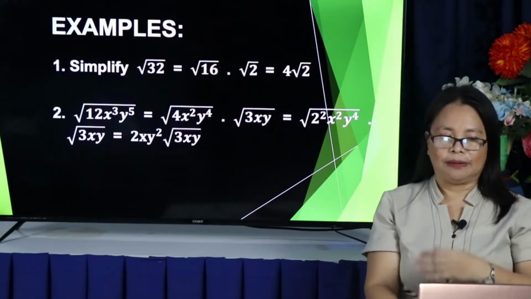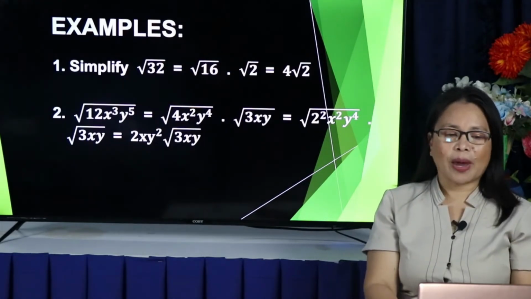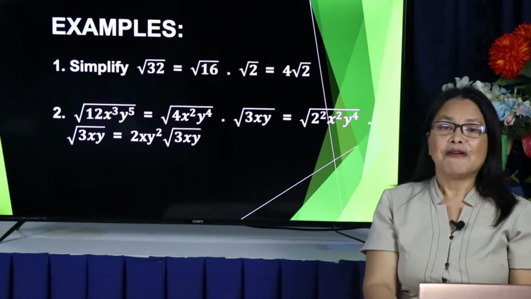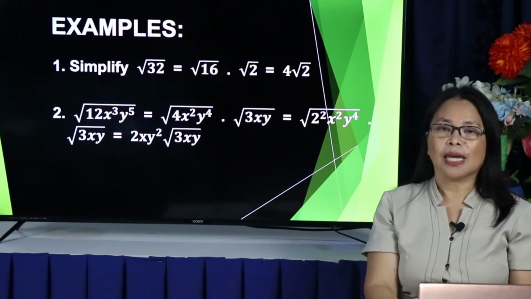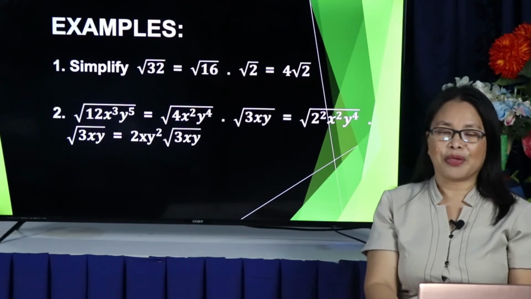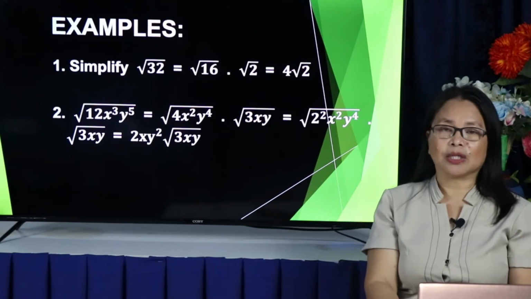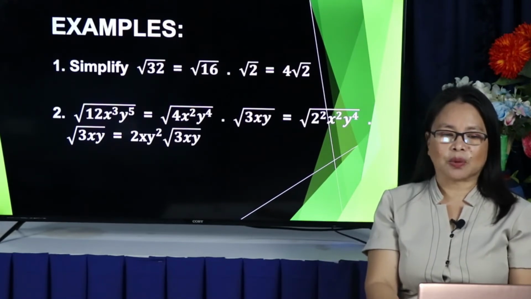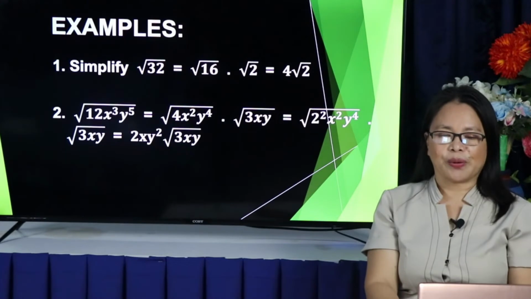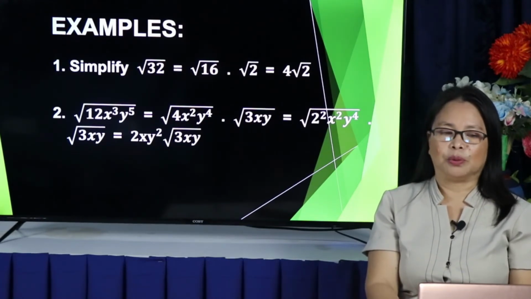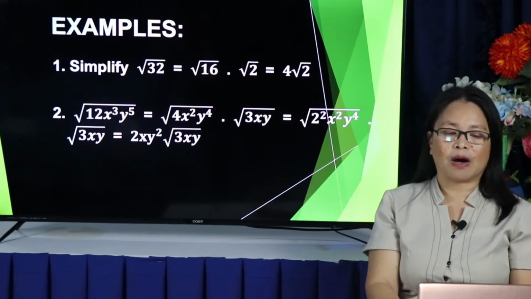Let's try this example. Simplify the square root of 32. Find the factors of 32 in which one of the factors is a perfect root and the other is not. So the factors are the square root of 16 times the square root of 2. And the answer is 4 times the square root of 2. So the simplified form of the square root of 32 is equal to 4 times the square root of 2.